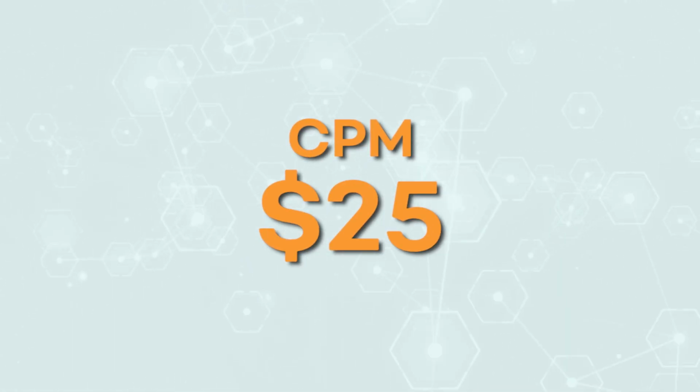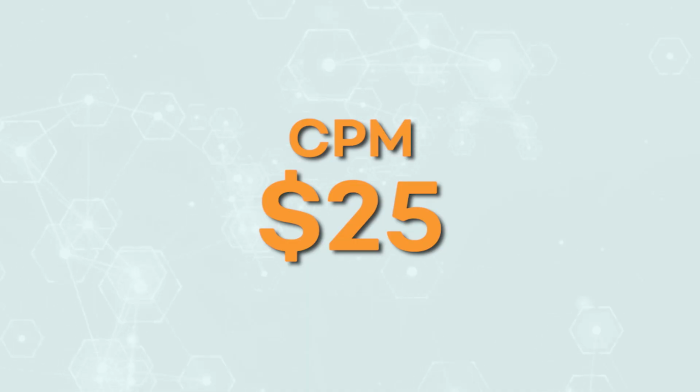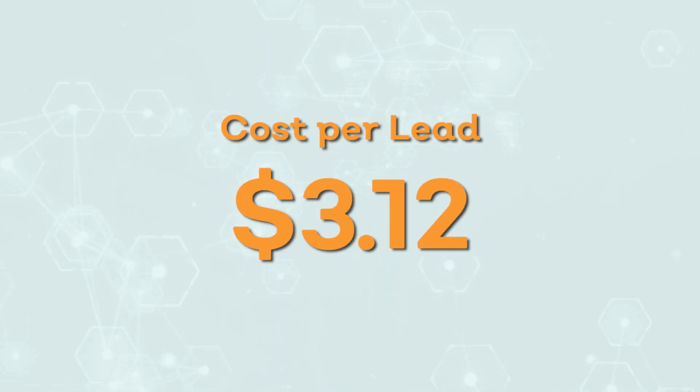Now, what happens if your CPM suddenly jumps to $25? Meaning it now costs $25 to get 1,000 impressions. Well, that bump in CPMs is going to flow through and suddenly cause your lead cost to jump to $3.12, which could then have a huge impact on your overall return on ad spend because you're paying so much more per lead. And the same thing happens if your click-through rate goes down or if your landing page conversion rate drops. Each of those metrics has a flow-through effect that is going to affect your cost per lead and your return on ad spend.